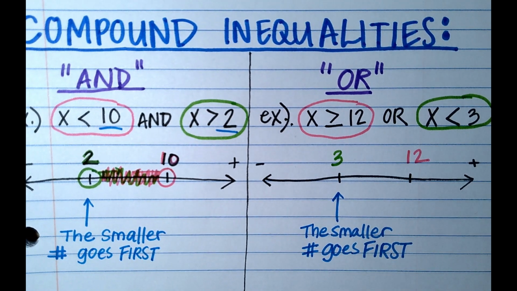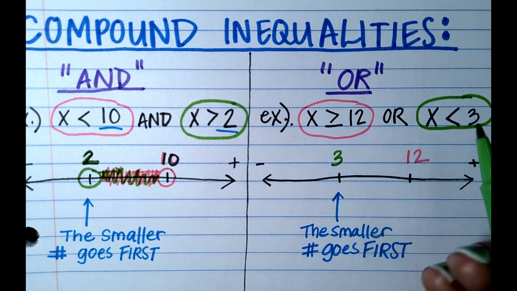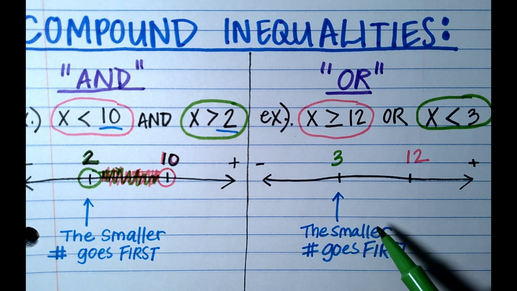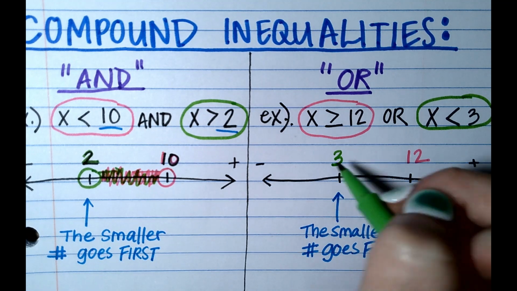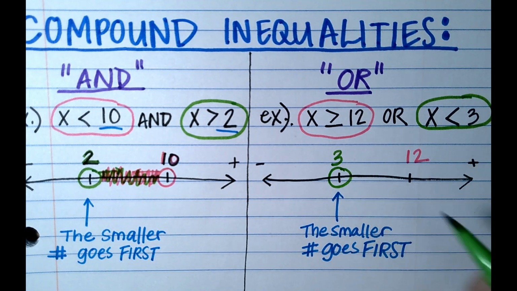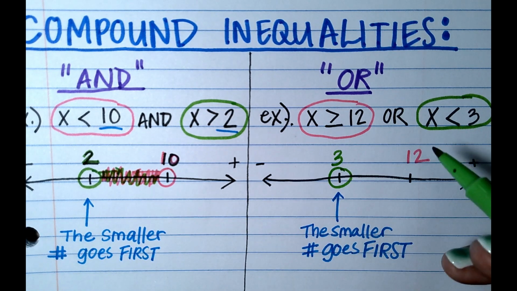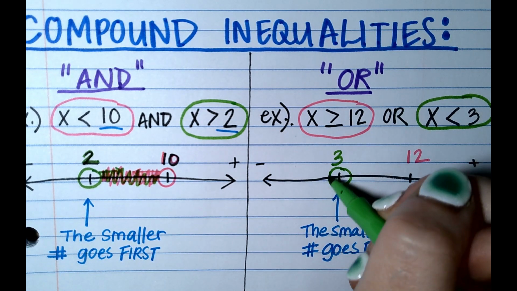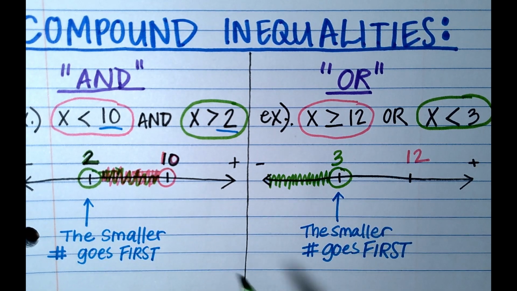Okay. Now let's look at x is less than 3. Will our circle be open or closed? Open. Good. And then shade to the left or to the right? The left. It's less, so we shade to the left. And this time we can just go ahead and shade.